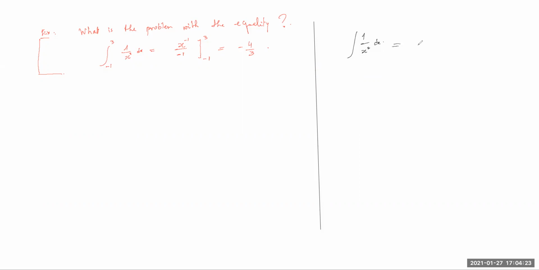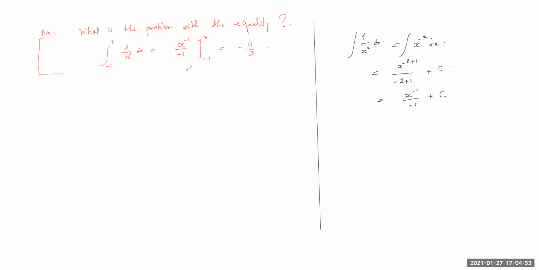Put it to the power of minus 2. Exactly. x to the negative 2. So it's a power function, the exponent is different from minus 1. So it will be x to the minus 2 plus 1 over minus 2 plus 1, plus a constant. So I will get x to the minus 1 over minus 1 plus a constant. So it seems it's correct.